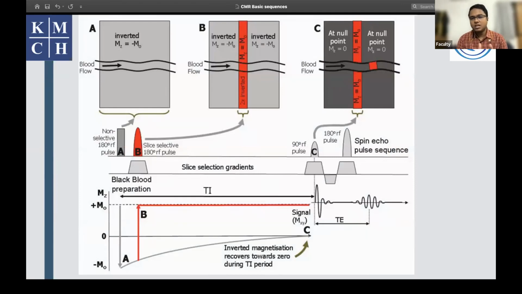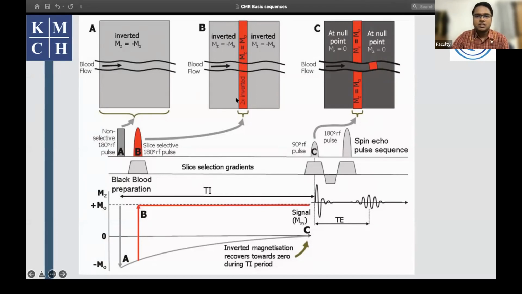So as the name implies, double inversion black blood sequence. It consists of two 180-degree pulses before the routine spin echo sequence. The first 180-degree pulse is a non-selective 180-degree pulse, which just inverts everything in the imaging area. The second RF pulse is a slice selective 180-degree pulse, which is applied only to the slice that we are imaging. So the first pulse is a non-selective 180-degree pulse, which is applied to the entire heart. And the second pulse is a slice selective 180-degree pulse, which is applied only to the slice which we are imaging at this point in time.